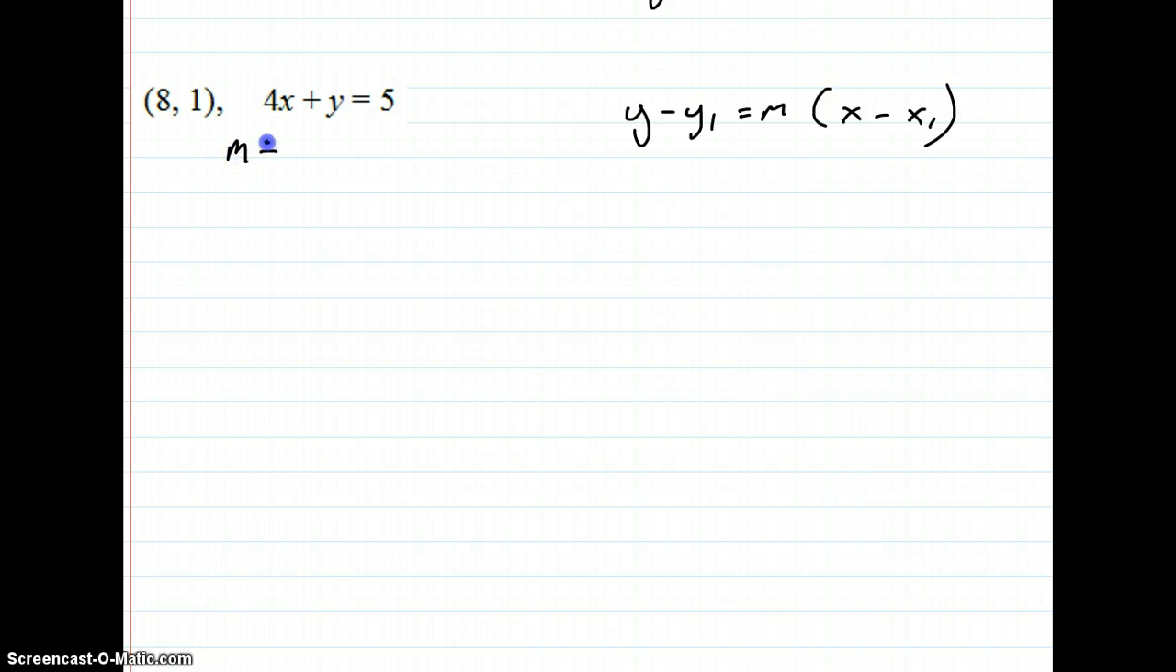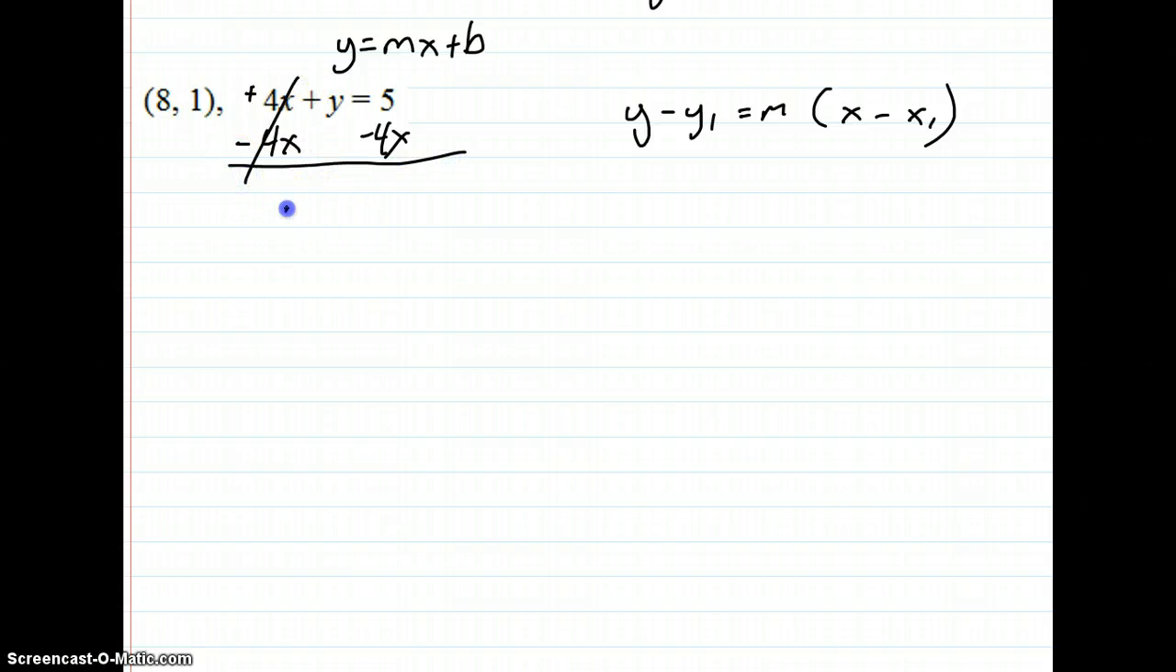So my slope is, well, this doesn't look like the last one. It's not written in slope-intercept form. So before I can find the slope, I need to make it look like y equals mx plus b. So to do that, we just need to move the x to the other side. And since this is a positive 4, we just do the opposite and do minus 4x.